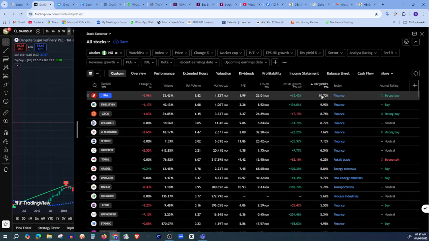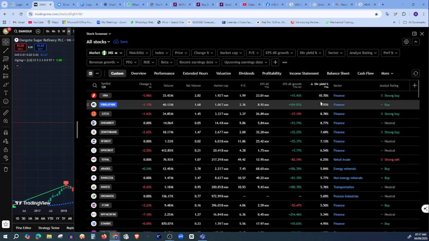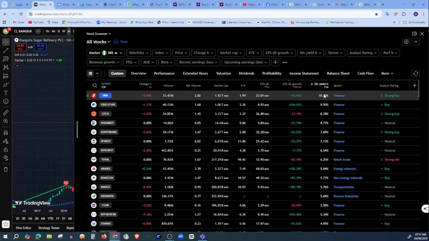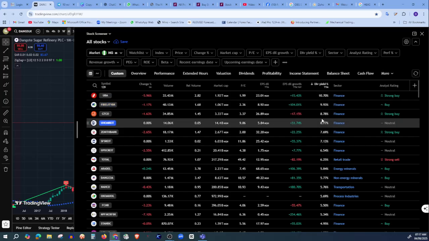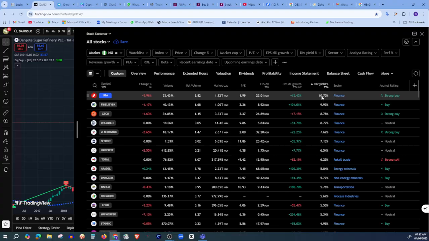Like for this now, UBA is now paying 10%. So you get 10% as yield in a year. So if I put 10,000 naira, I know that, okay, they will pay me 1,000 naira every year as dividend, which is good at current price. So the more the price comes down, the more the dividend yield will go up.